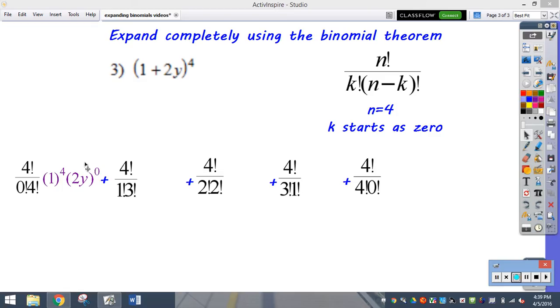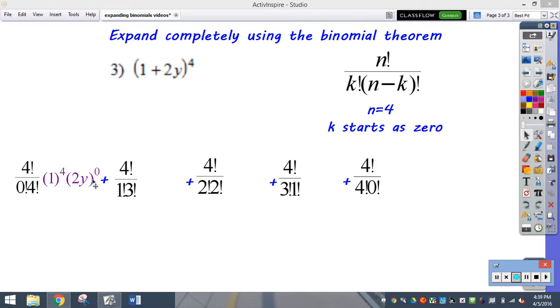So the pattern for expanding your binomials is that the first term's exponent goes down by 1 as you move left to right, and the second term's exponent goes up by 1 as you move left to right. So your 1 to the 4th would then become 1 to the 3rd for the second term, 1 squared, 1 to the first, and then 1 to the 0 power.